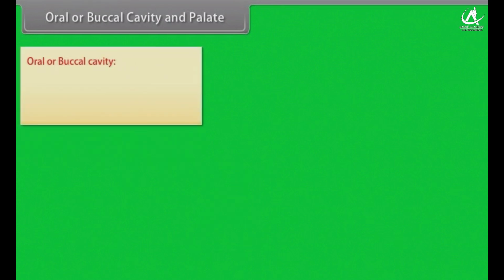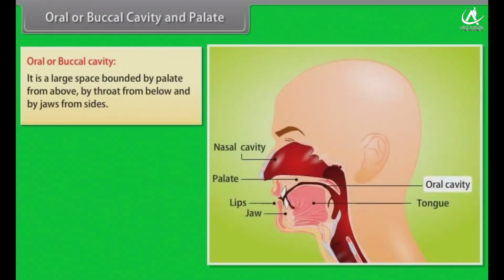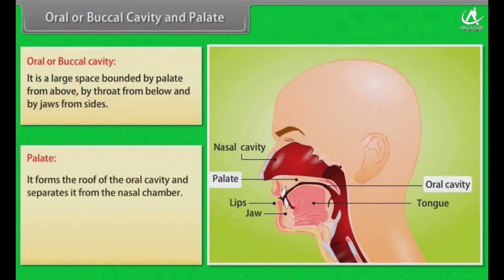Oral or buccal cavity. It is a large space bounded by the palate from above, by the throat from below, and by the jaws from the sides. Palate. It forms the roof of the oral cavity and separates it from the nasal chamber. It is divided into two parts, the hard palate and the soft palate.